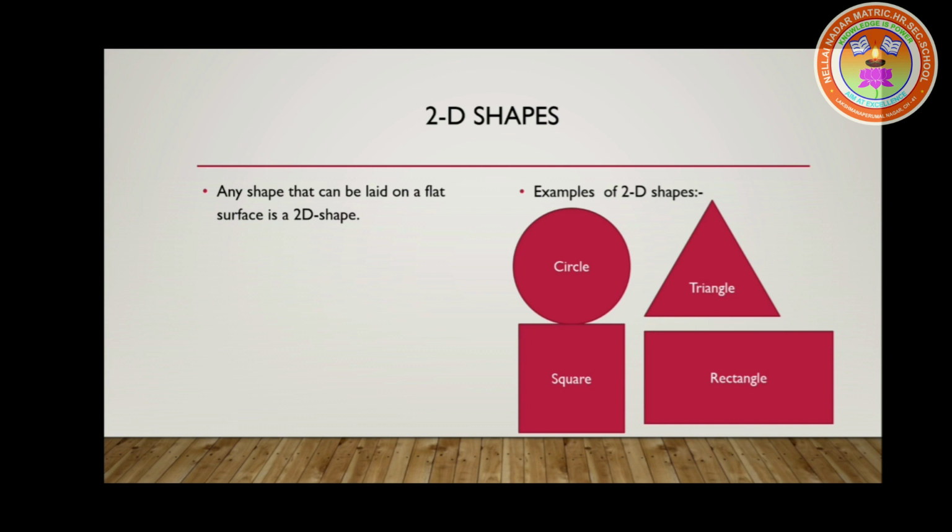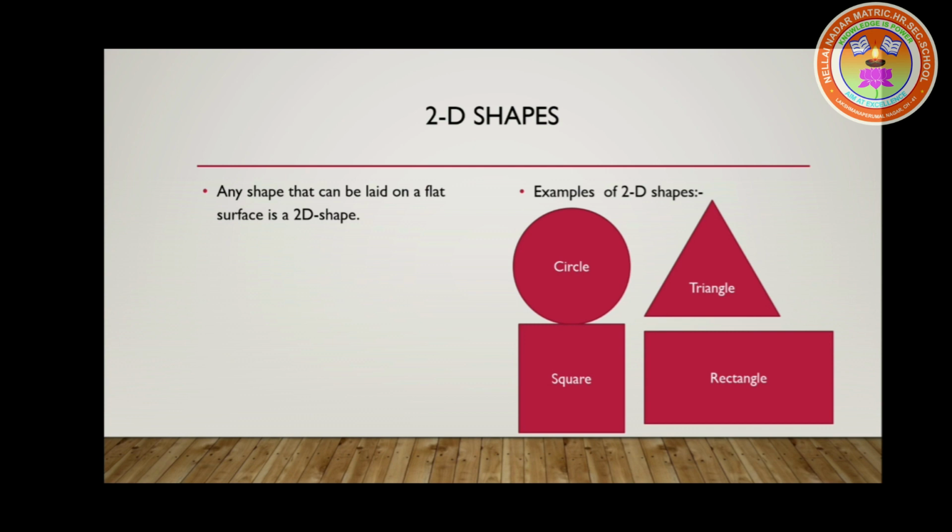2D shapes. Any shape that can be laid on a flat surface is a 2D shape. That means made of papers. The shapes which are made on a flat surface, that is a thin paper. These are some examples: circle, triangle, square, and rectangle. So these are the examples for 2D shapes. Any shape that can be laid on a flat surface is a 2D shape or two-dimensional shape. The D stands for dimensional.